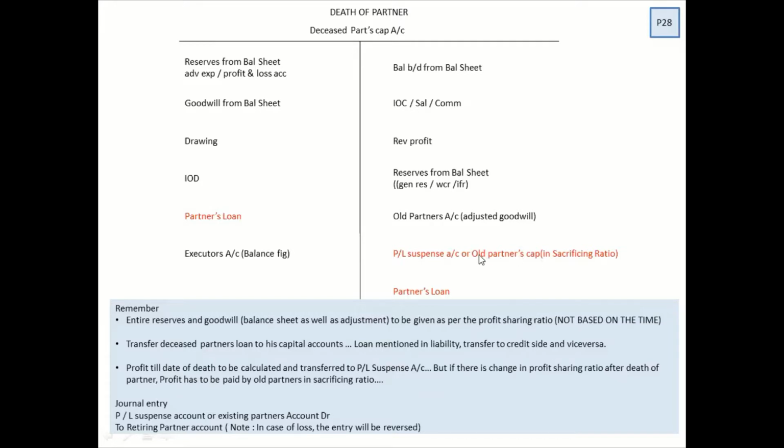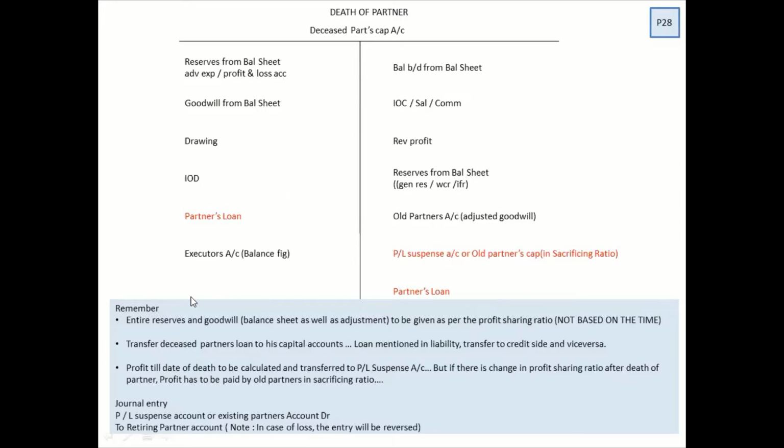It's a very rare case. I have not seen any sum as such, but for your understanding, in case after death of the partner there is a change in profit sharing. In such case, the profit will be given to the deceased partner, but in which ratio? It should be given in the sacrificing ratio by the old partners. I hope this slide is clear and this format is very much clear to all of you, each and every point.